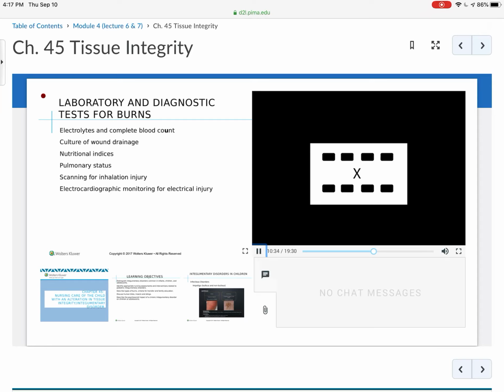For lab tests, we'll do electrolytes, CBCs, and culture the wound drainage if there's any. We need to worry about nutrition, and if the burn has affected their airway, what their pulmonary status is, and look for inhalation injuries. And then you want to do some type of cardiac monitoring for electrical injuries, such as putting something in a wall socket, and also lightning injuries, which can change your heart rhythm.